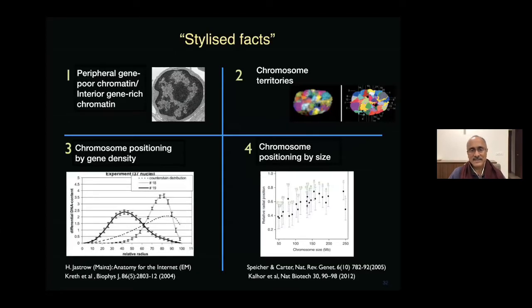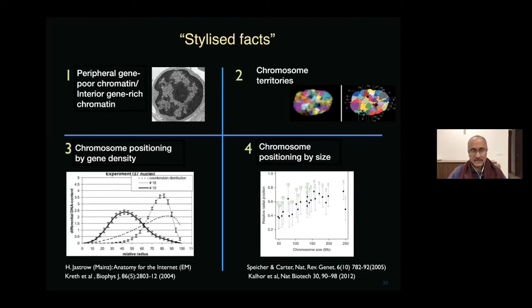So there's a term that is used in some of the economics literature called a stylized fact. I didn't like that term too much initially, but I think now I feel a little better towards it. So these are facts, experimental facts that come from experimental observations, but nevertheless they're stylized in the sense we assume that these are general features that we need to try and understand. The peripheral gene poor chromatin, interior gene rich chromatin that we talked about in the heterochromatin, euchromatin context. The fact that chromosomes form territories. The fact that chromosome positioning is by gene density is the plot that you see on the bottom left.